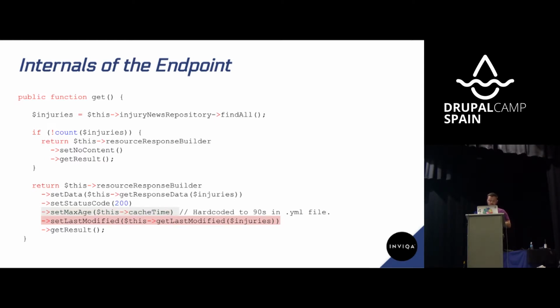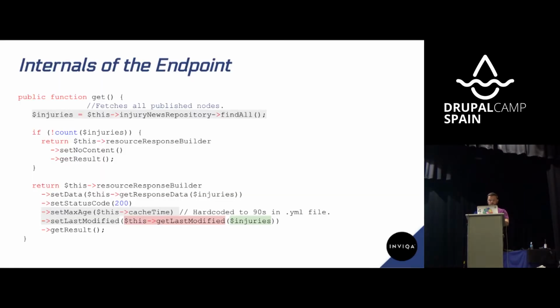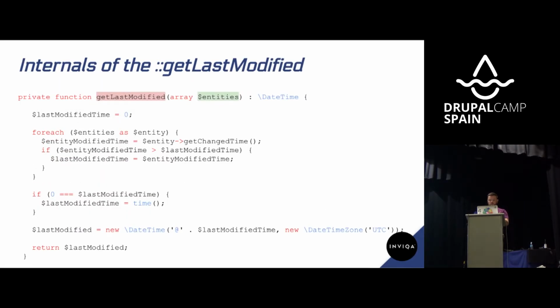And spoiler alert, max age was hard-coded to 90 seconds, and 90 seconds is not really random, because the randomness was sometimes up to a few days. So the last modified is the culprit. The original way it was written was essentially that we would fetch all the nodes and then get last modified for all the nodes and set it as a value. And the example would be, so again, we have 4 nodes, and this is the code that would be working with that, getting the last modified for those 4 nodes.